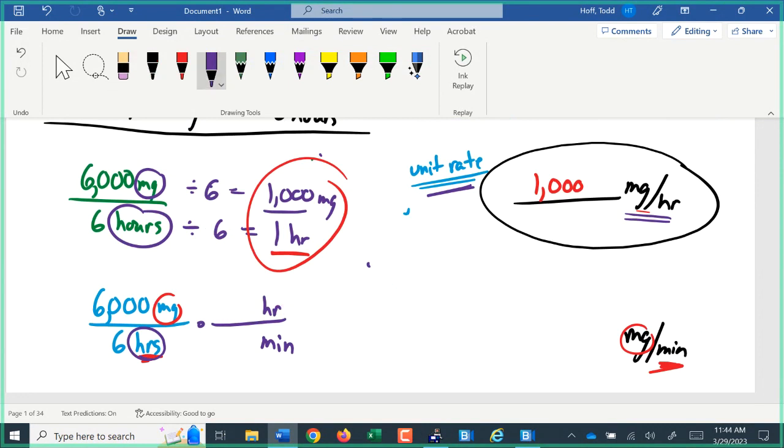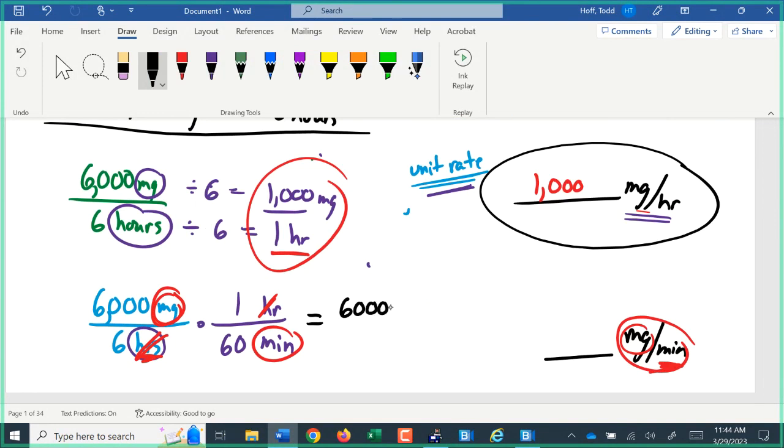And our equivalency there, we know that 1 hour is equivalent to 60 minutes. So now the hours will cross cancel out. In our units, we have milligrams and minutes, which is exactly what we want. So now we can go ahead and calculate this. 6,000 milligrams times 1 is 6,000 milligrams over 6 times 60 minutes is 360 minutes. Oops, don't need a comma in there. 360 minutes.